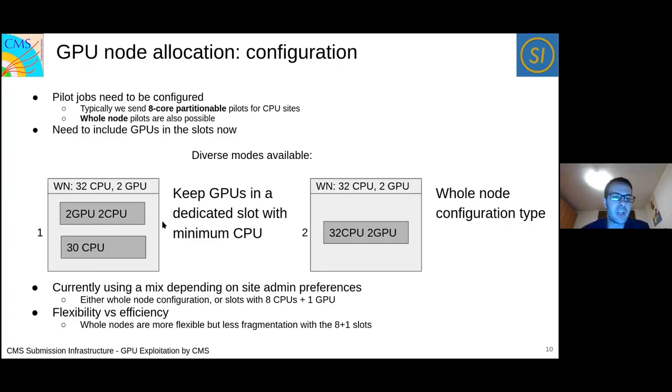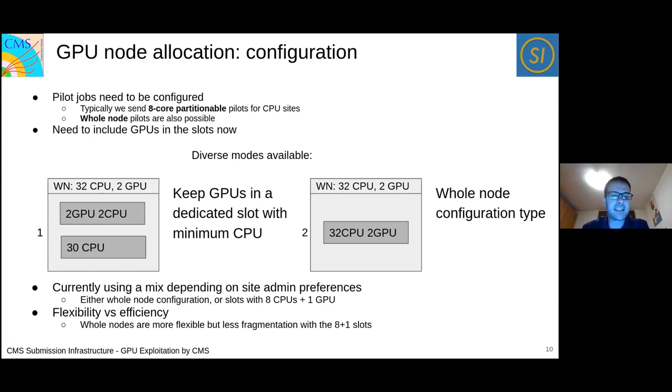And we need to append GPU resources to those slots. Two ways to do this are: one, to create a dedicated slot for GPUs and keep the CPUs remaining in another slot, or use the whole node configuration again and append the GPU to the same slot. We are currently using a mix depending on the site admin preferences, so either a whole node configuration or 8 CPUs plus 1 GPU.